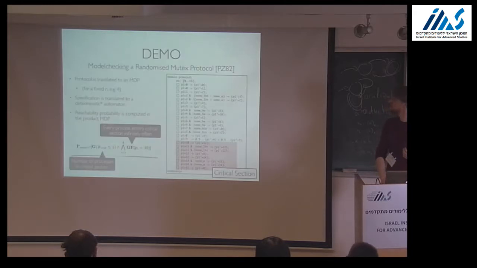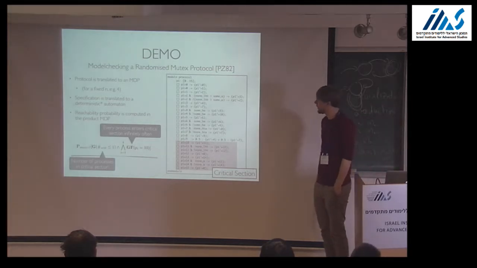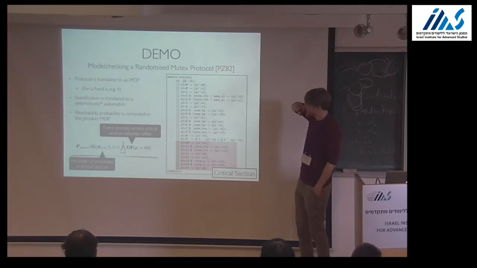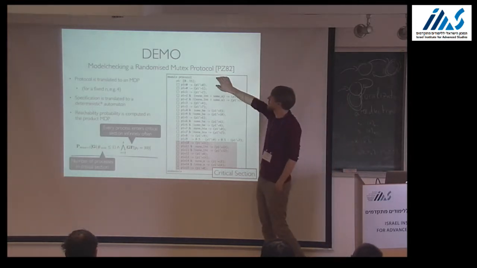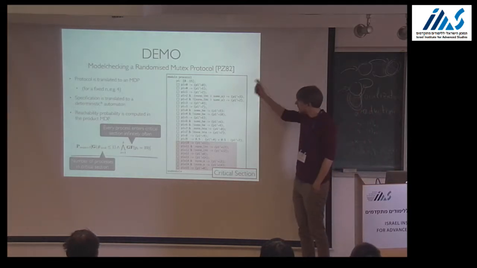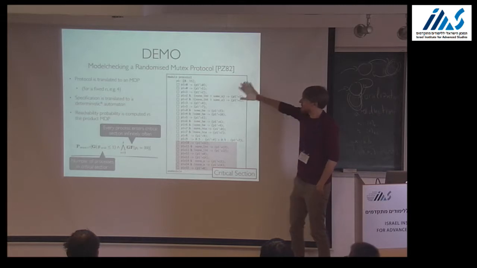Good. So then after seeing translations, let's move on to probabilistic model checking. I brought a small example from a paper we had last year, I think. What we're trying to check is the randomized mutex protocol. This was described in 82. And you don't have to understand what this does.